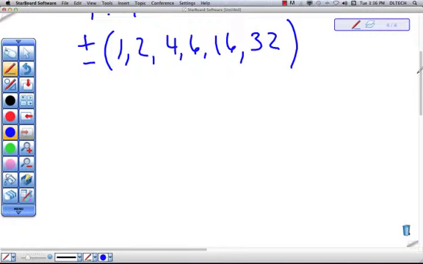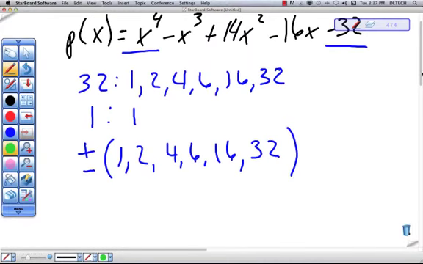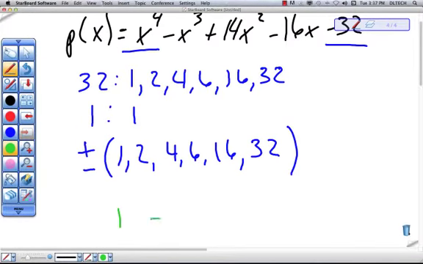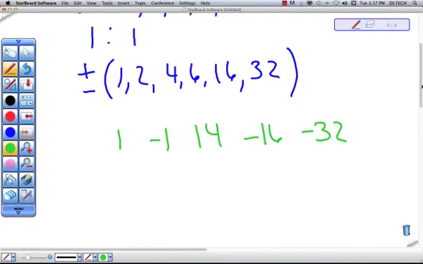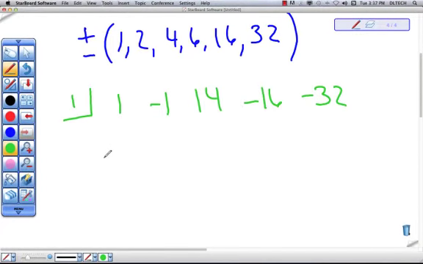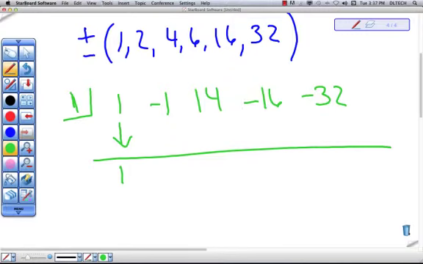After finding all possible zeros, to find all real zeros, we're going to start testing these numbers using synthetic division. The numbers of our polynomial are 1, negative 1, 14, negative 16, negative 32. By choosing 1, we're going to start by using positive 1. And we can bring down our first number. 1 times 1 is 1. Negative 1 plus 1 is 0.